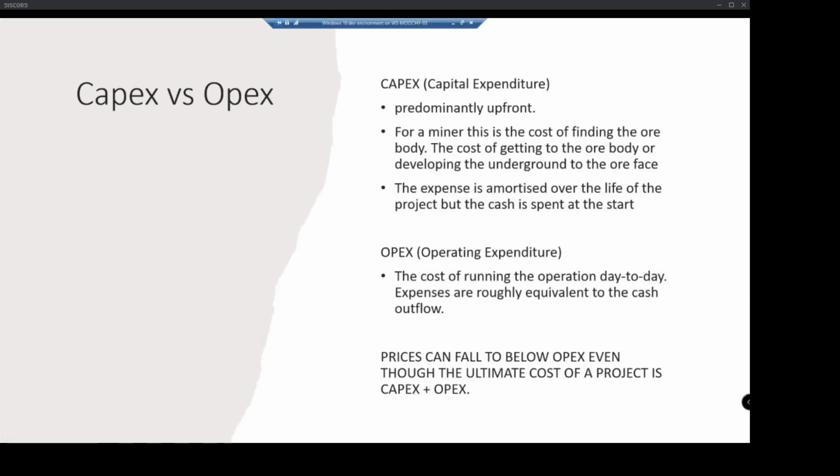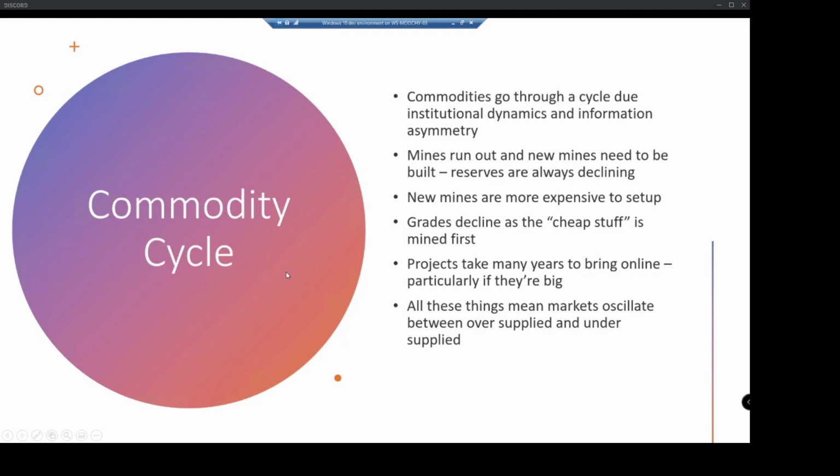So the commodities move through a commodity cycle where they're overhyped, and then at some point it flips, and they become very much underhyped, and everyone hates them, and no one wants to talk about them. And the cycle is due to institutional dynamics and information asymmetry, plus the fact that it takes forever to bring large resource projects online. An LNG plant, for example, takes 4 years to build, and probably another 3 years before that to plan.